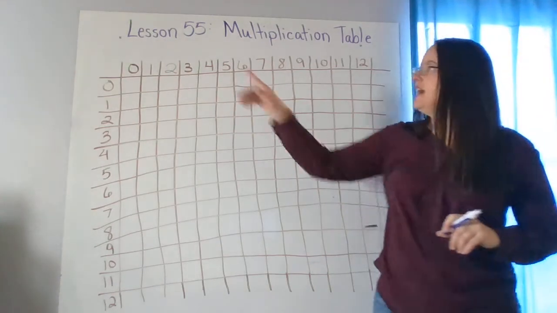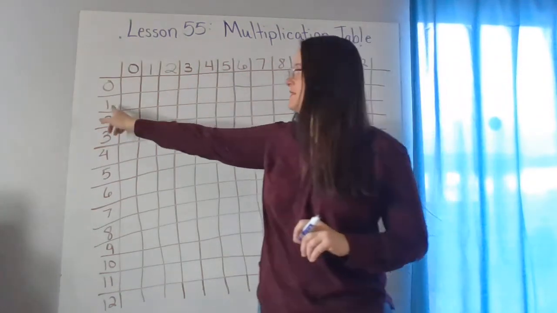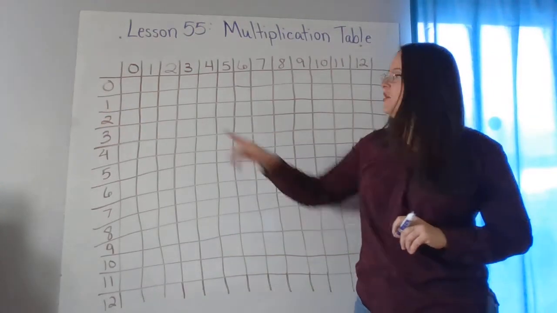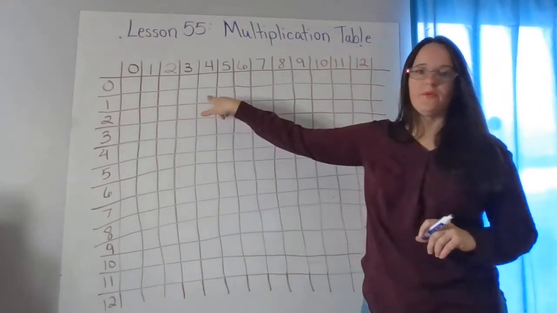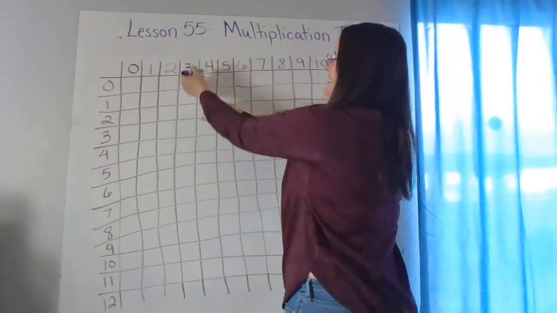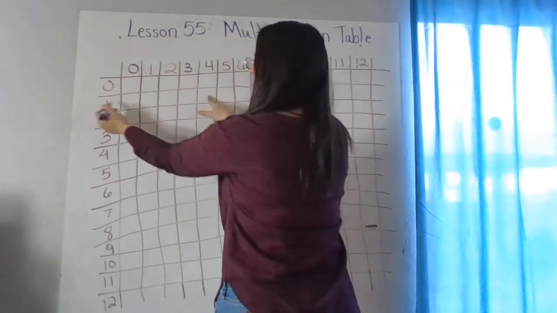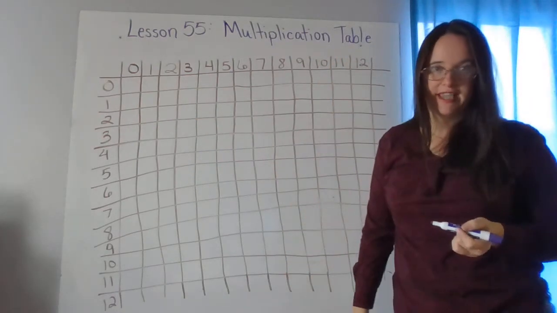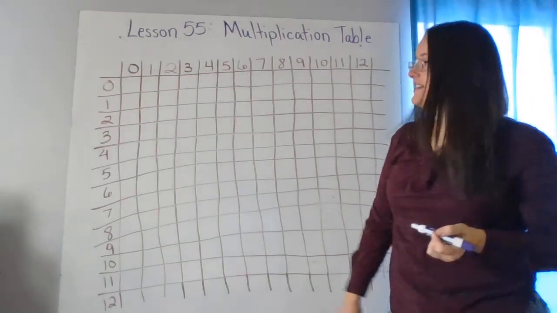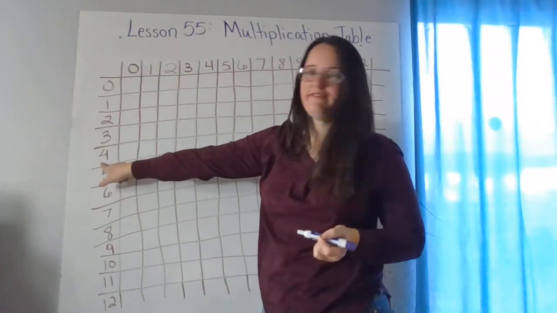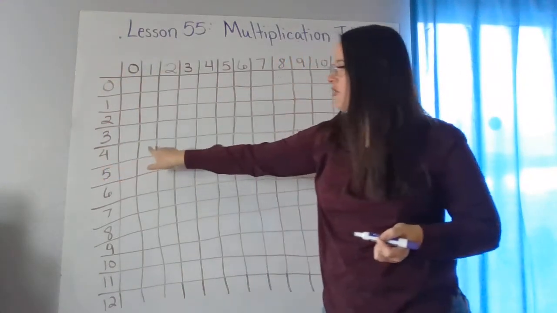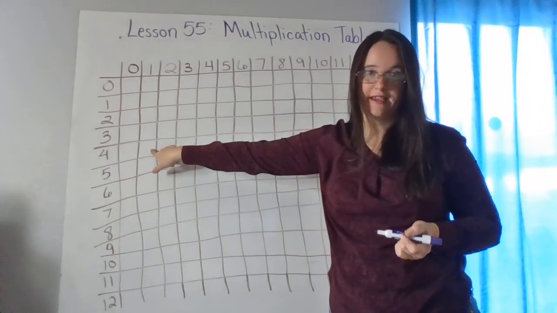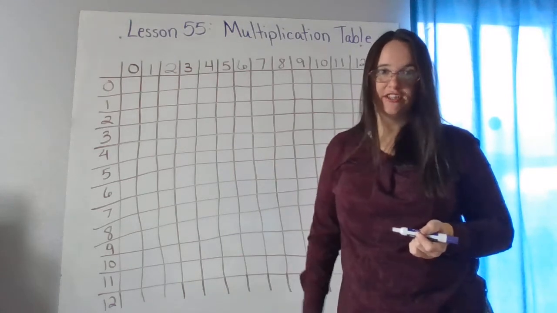So let's say 4 times 1, we're talking about 4 groups of 1, we would find the answer to that right here by going down the 4 and across to the 1. This is the answer to that multiplication problem. I can find it another way by going to my 4 here and then over to the 1. This would also be the answer to 4 times 1 on my multiplication table.